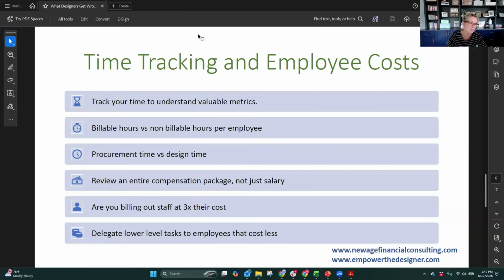Do you require that it's entered daily? Do you have junior time that's reviewed by a senior? Do you have junior and senior time then reviewed by a director? Who's making the decision of if something is billable versus non-billable? A junior designer probably isn't the most equipped to make that decision every single time correctly.